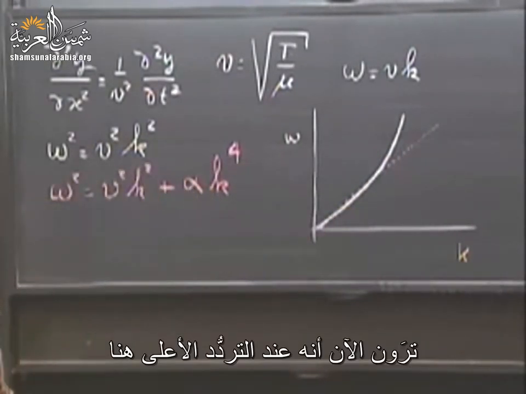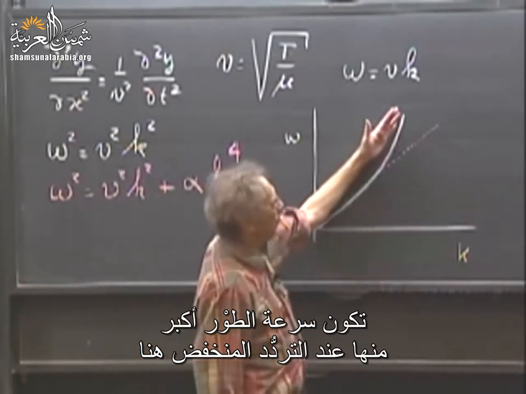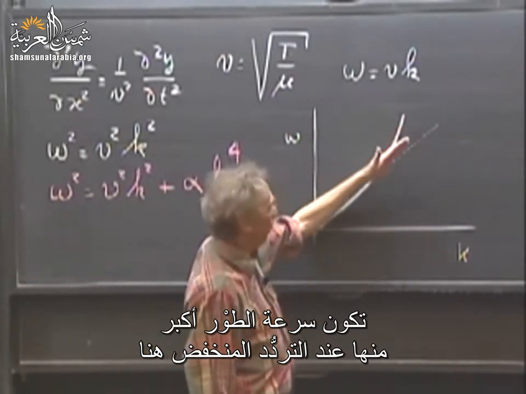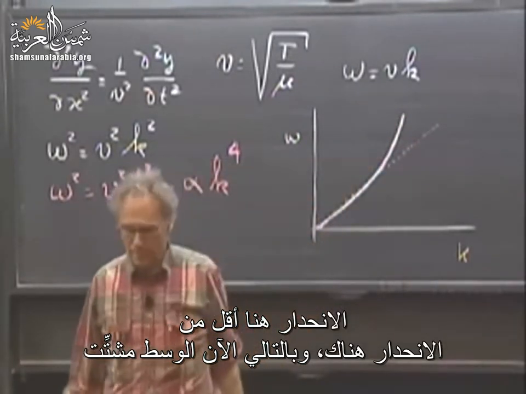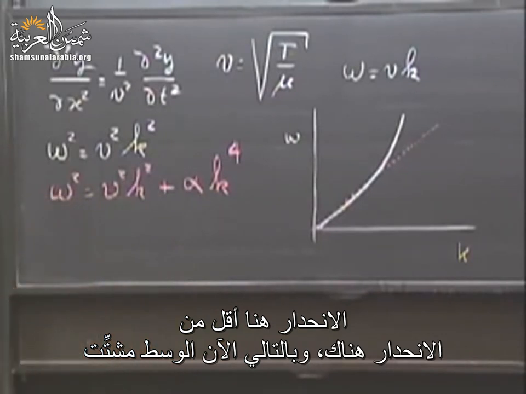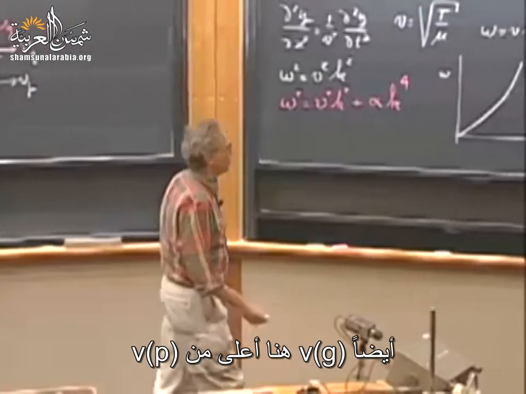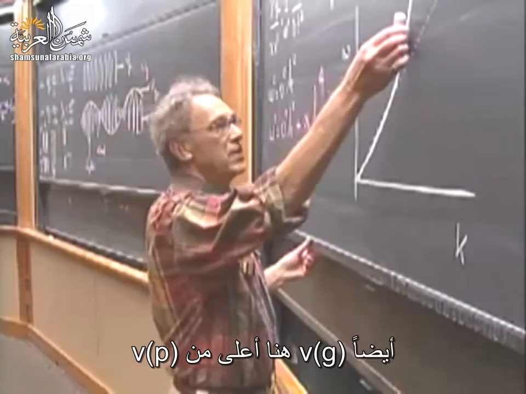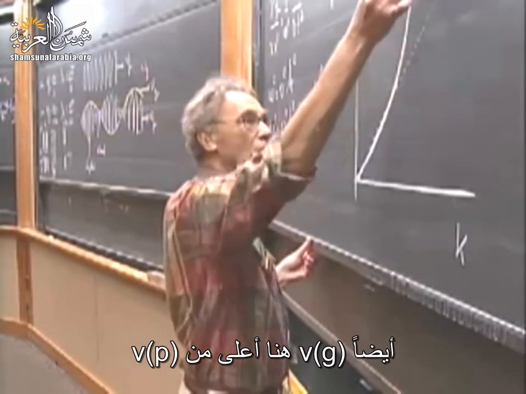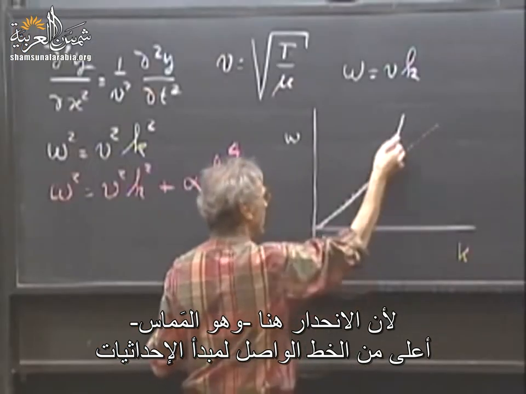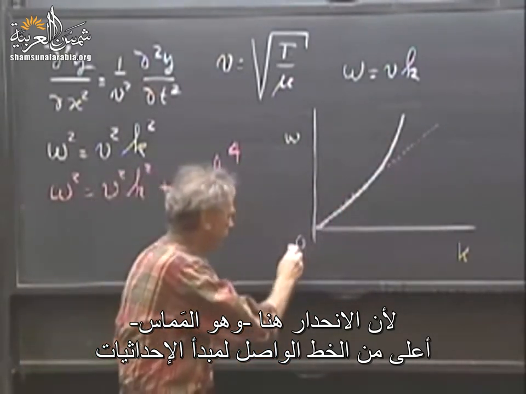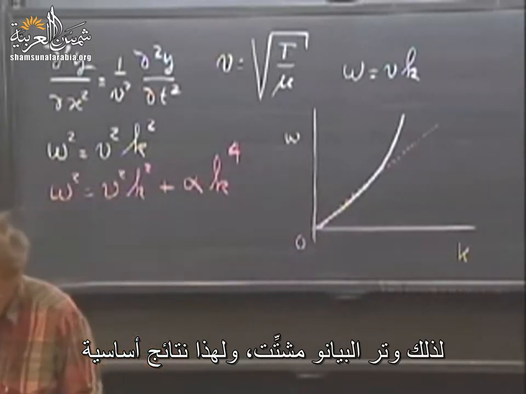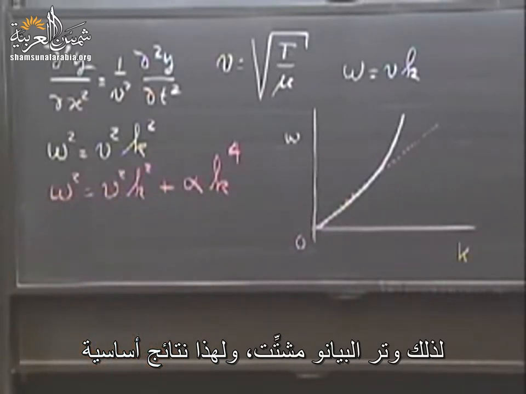And now you see in front of your own eyes that the higher the frequency, the phase velocity here is higher than at low frequency here. This slope is lower than that slope. And so now we have a dispersive medium. Also the group velocity right here is even higher than the phase velocity, because this slope, which is the tangent, is higher than the connection to zero. And so a piano string is dispersive. And that has major consequences.